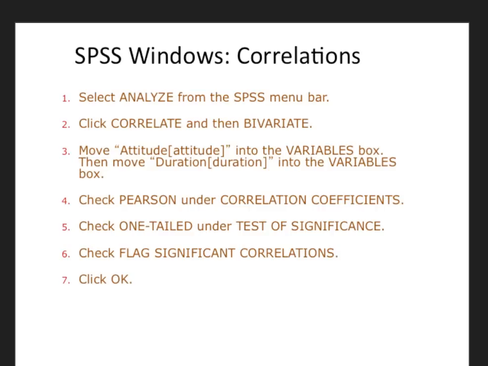Next, I will conduct a demonstration of how to use SPSS to conduct a correlation analysis. Here we see the basic steps involved: selecting Analyze from the SPSS menu bar, clicking Correlate and then Bivariate. We will move the attitude variable and the duration variable into the variables box. We will check Pearson under correlation coefficients, check one-tailed test under test of significance, and check flag significant correlations before clicking OK.